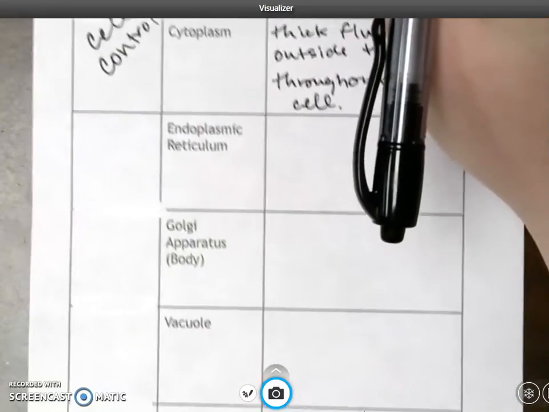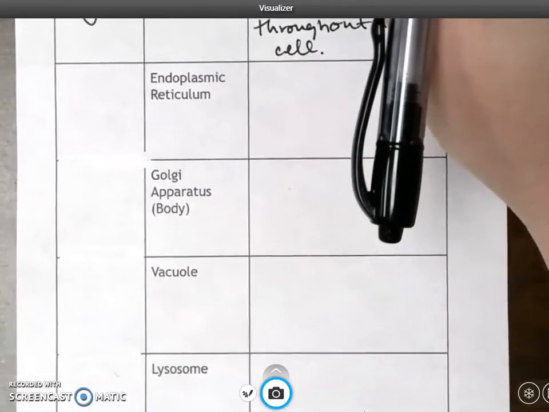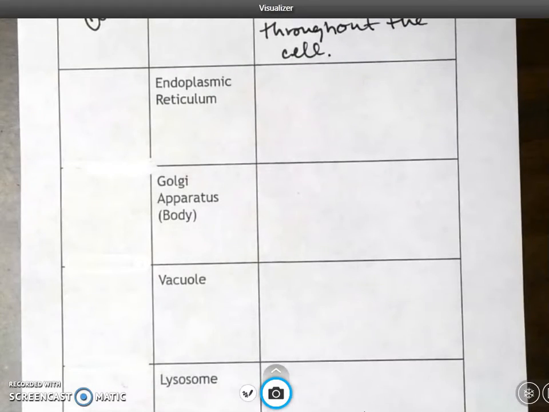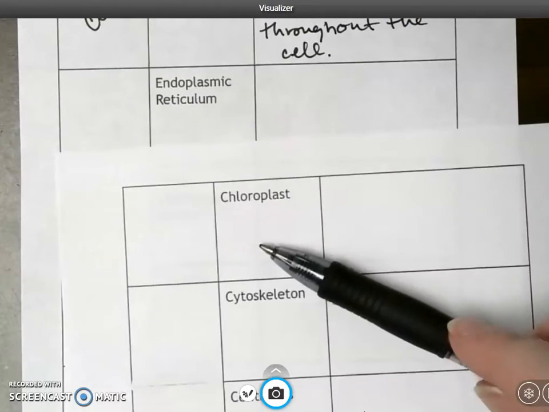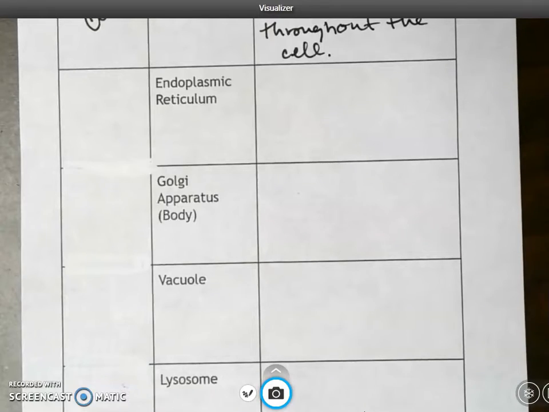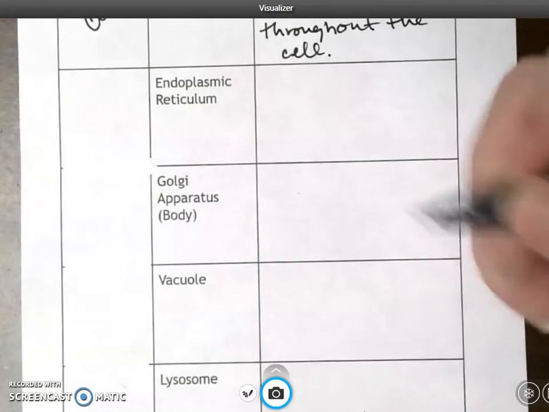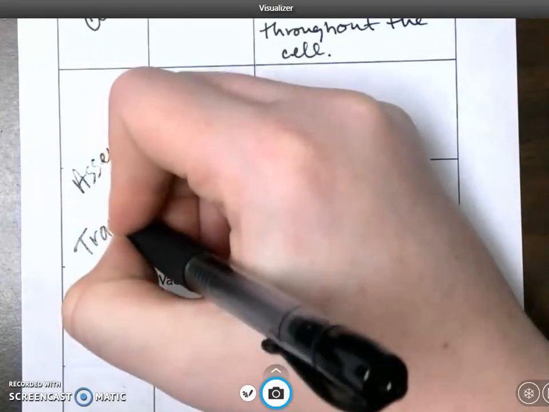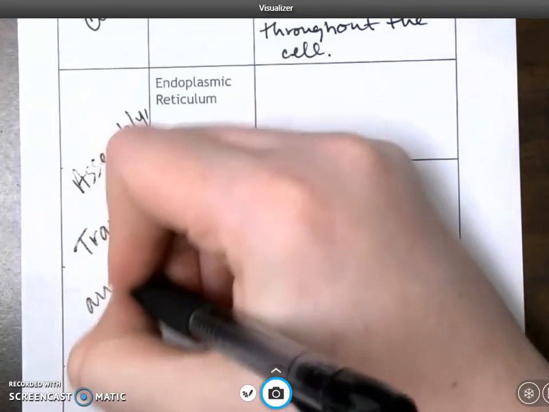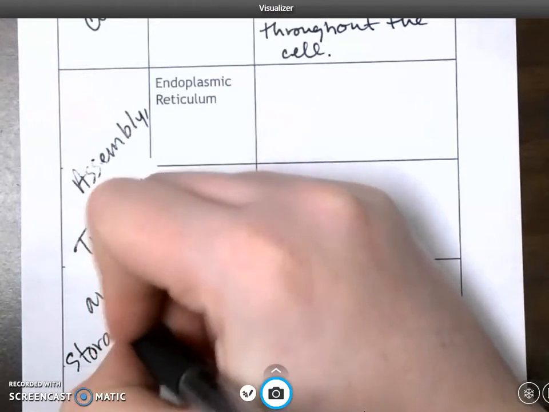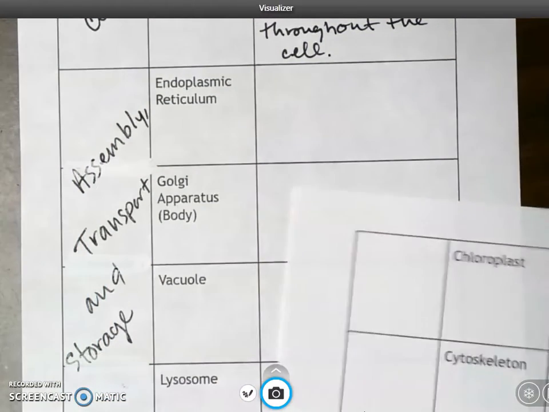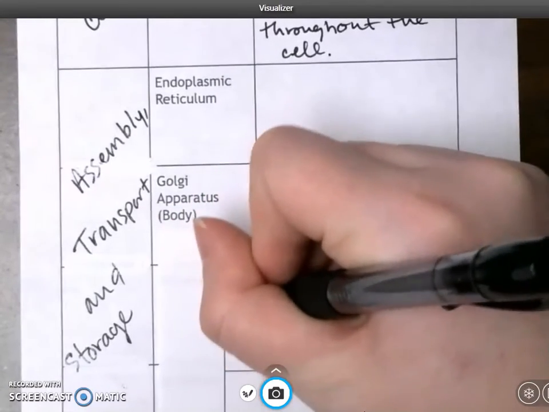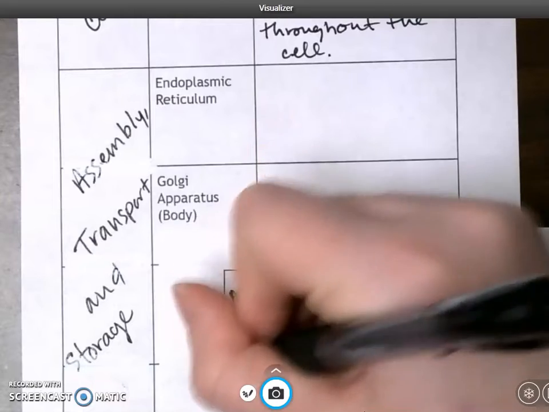Alright, our next organelle that we're going to talk about is the endoplasmic reticulum. Okay, and it works together with the Golgi apparatus, the vacuole, the lysosome, the mitochondria, and the chloroplast. Okay, and their job is assembly, transport, and storage. Okay, so all of them have that job. I'm going to go ahead and write that over here. Assembly, transport, and storage.